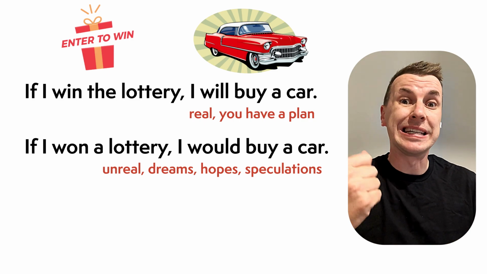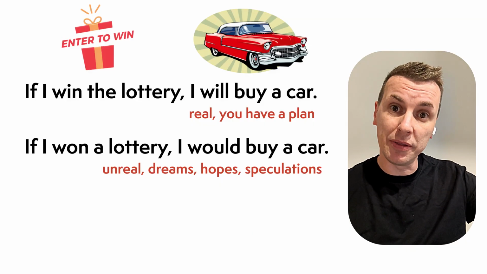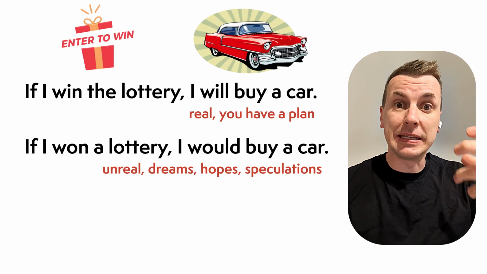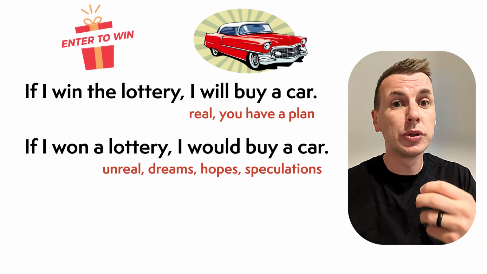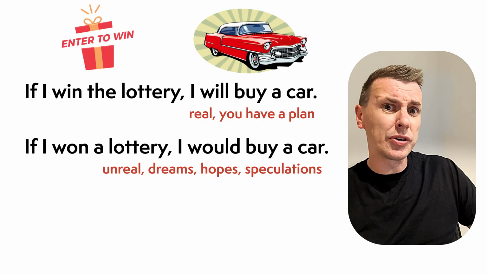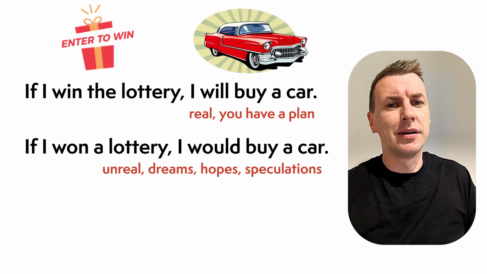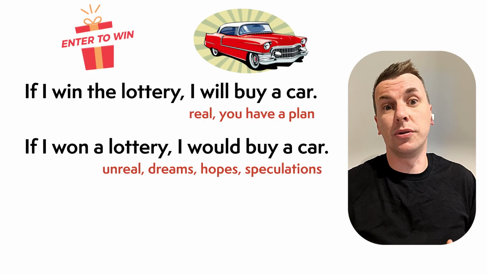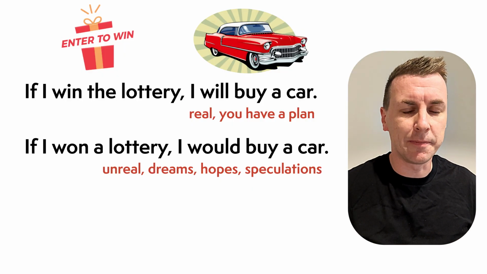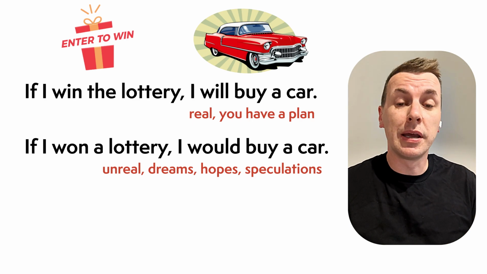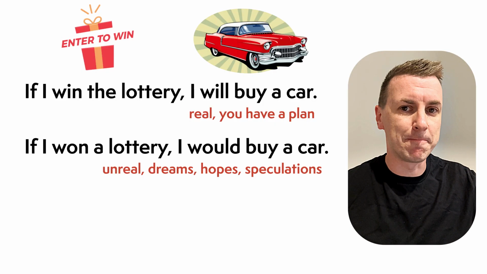So the main difference between conditional one and conditional two is that conditional one is real. You talk about the future. You have a plan in case you meet this condition. Now, in the case of conditional two, you talk about something unreal. It still refers to the future. You want to buy that car in the future, but you understand that now you don't have any resources to do that, and the only thing that you can hope for is winning a lottery, which is very unlikely. So if I won a lottery, I would buy a house. I'm sitting here dreaming about a possibility.